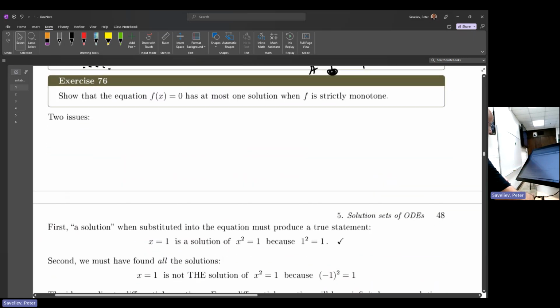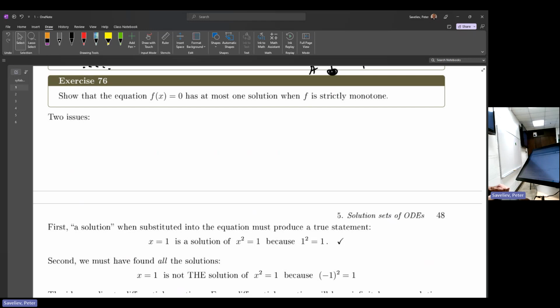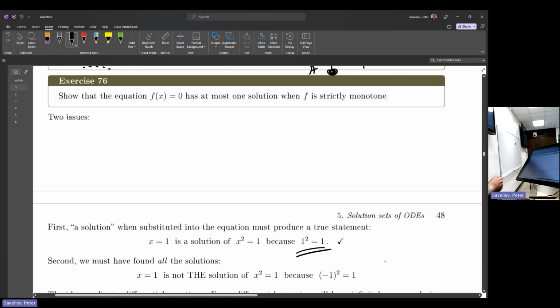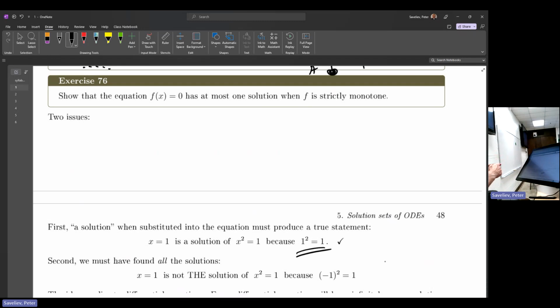So a solution is any number. Once again, we use the analogy between equations of numbers and equations of functions. So x equal to 1 is a solution, because when we plug it in, we have the correct true statement right here: 1 squared is equal to 1. But to find all solutions, we speak of the solution set, because then you have to include both 1 and -1.